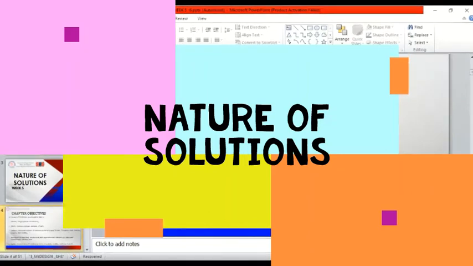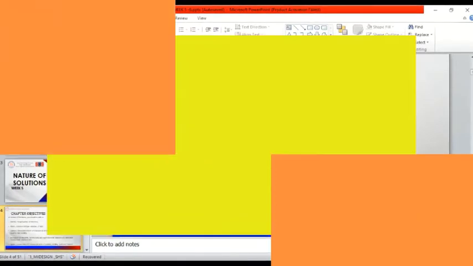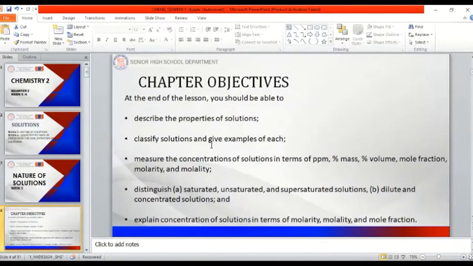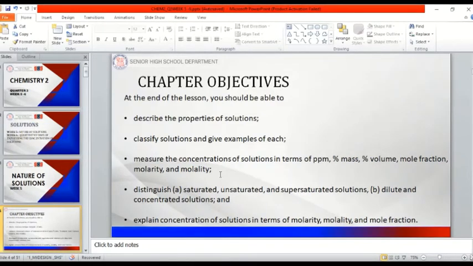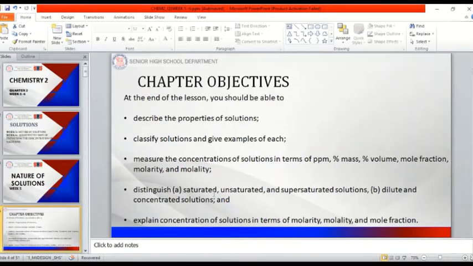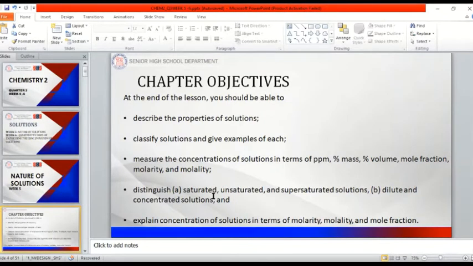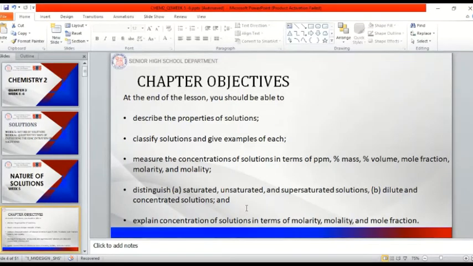So for today, our objectives or goals for this week are to describe the properties of solutions, classify solutions, and give examples of each, and measure the concentrations of solutions in terms of ppm, percent by mass, percent by volume, mole fraction, molarity, and molality, and also distinguish saturated and supersaturated solutions, dilute and concentrated solutions, and explain concentration of solution in terms of molarity, molality, and mole fractions.